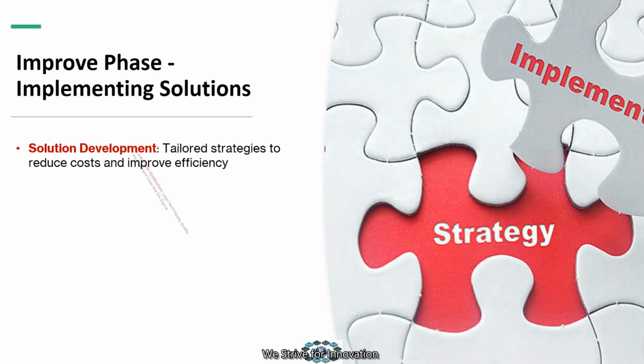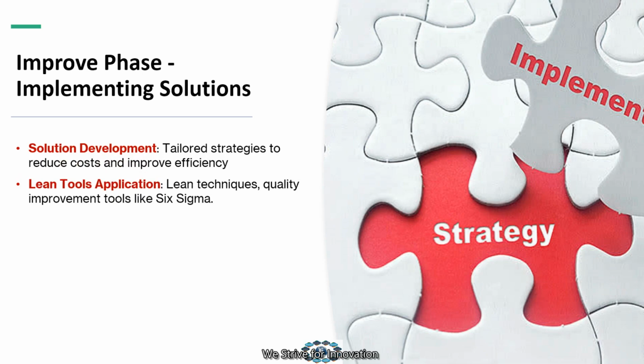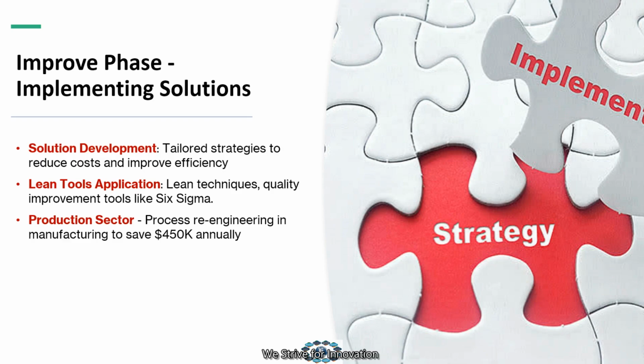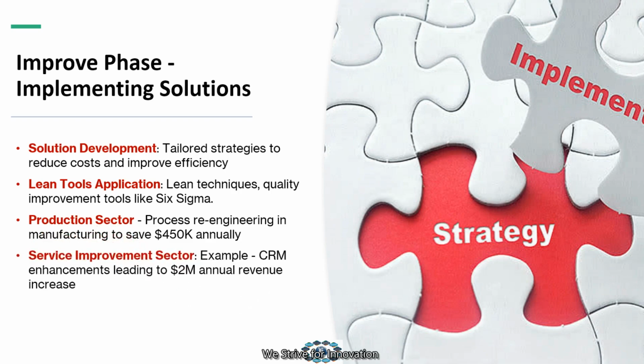Lean techniques, quality improvement tools like Six Sigma, exactly what we are doing right now. An example in the production sector: let's say you want to redesign the workflow in a manufacturing plant to reduce idle time. That could save the company around $450K annually. In the service sector, you want to implement a new CRM system in a service firm to enhance customer interaction, which will increase the upsell rate by about 15%, which will improve annual revenue by about 2 million.